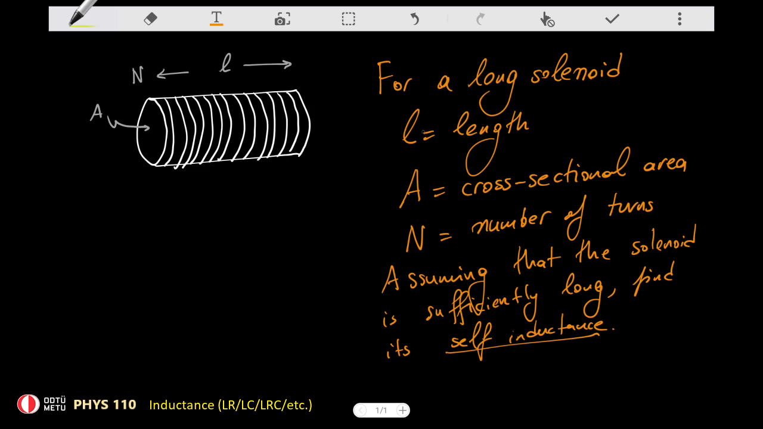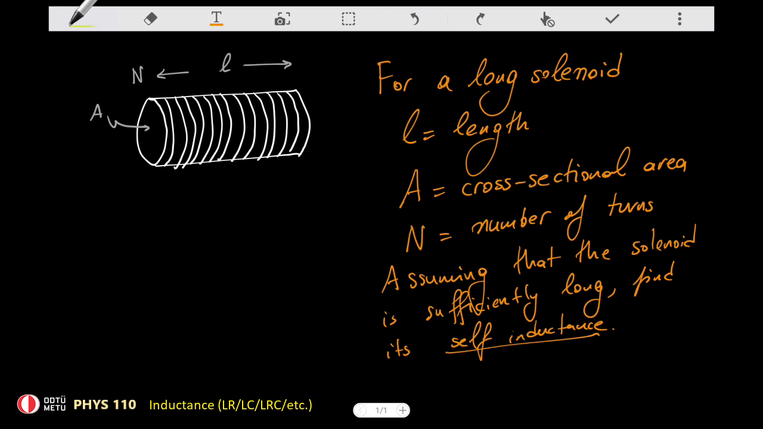So there are these physical parameters in here. It's the length of the solenoid. There's this cross-sectional area, this also enters, so that's that area in here. And the total number of turns of wire also enters into the picture.